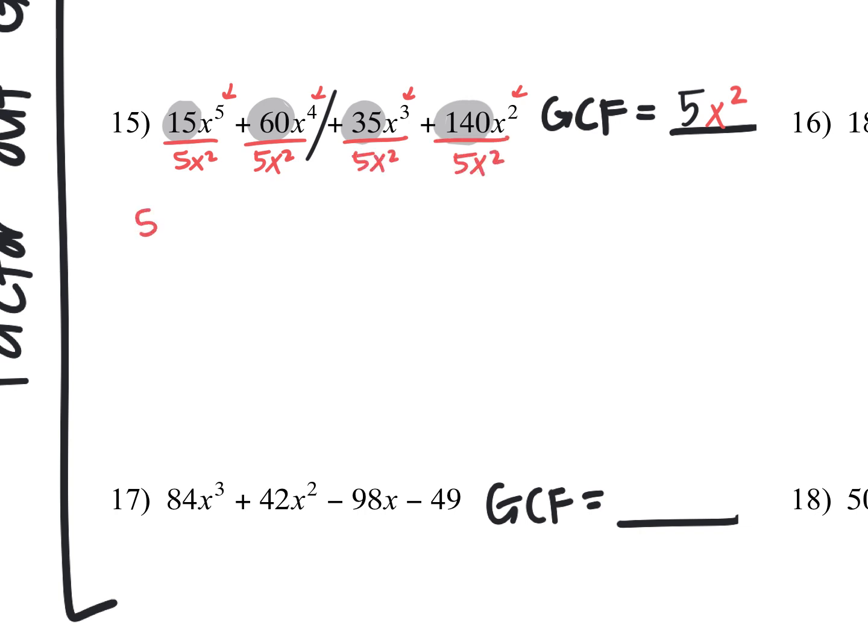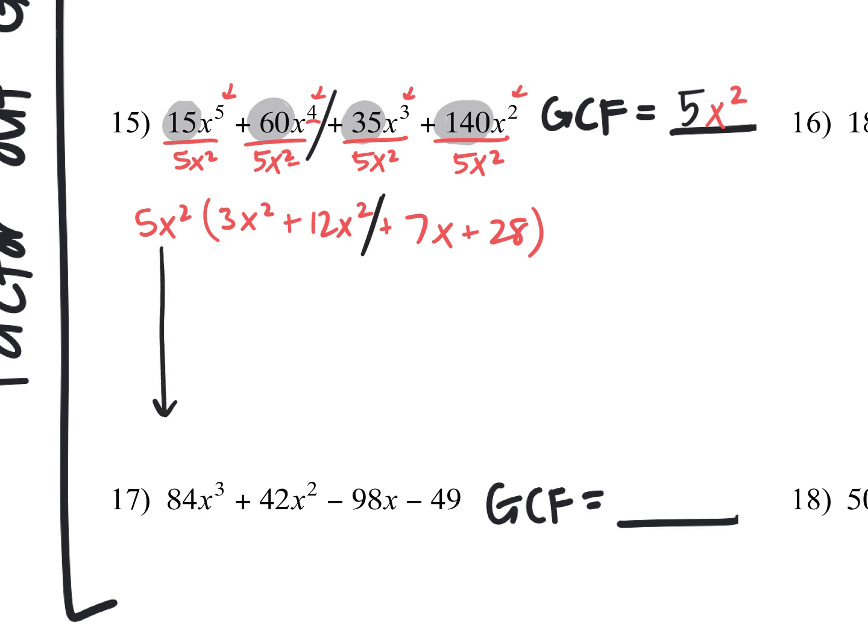And when I do that, I get 5x squared times 3x squared plus 60 divided by 5, which is 12x to the 2nd. Remember, you're subtracting the exponents. Then I've got plus 7x plus 28. Okay, so now we're actually going to split this in half. This GCF is going to come down to the very end with our final answer.